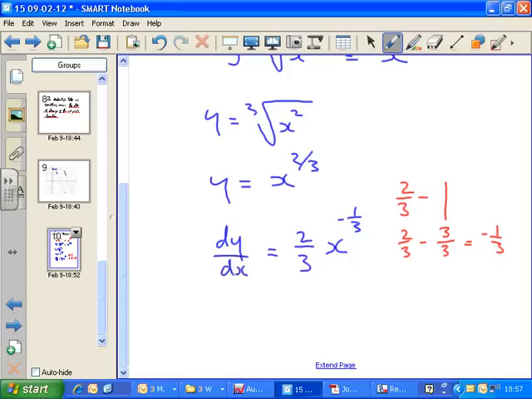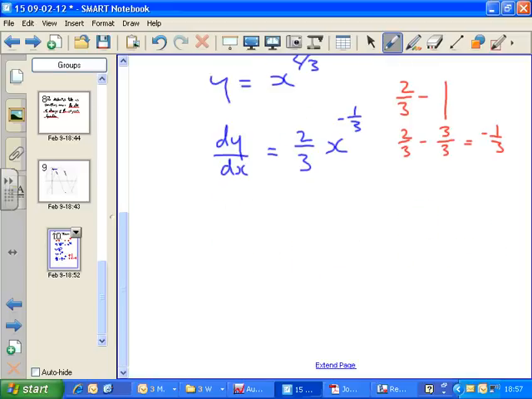Just applying the laws of calculus and the rules of indices, that's the answer. Looks really complicated, but that's all it is. Bring the power down, times it by the number in front, take 1 off the power. Of course, minus means the inverse from the laws of indices, and a third means the cube root. So I can finish this off by saying dy by dx equals 2 over 3 times the cube root of x.